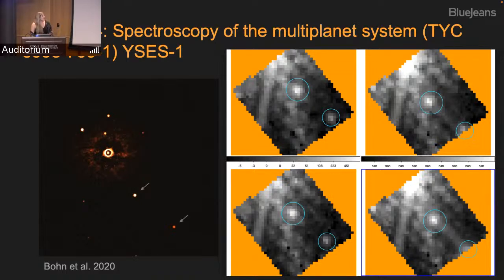Shown to our right are actual NIRSpec IFU data of the two objects. You can see that we actually were able to get both of them in the same field of view. The only caveat here is that c is kind of on the edge of the detector in 2 of our dithers, but we're going to try and mitigate that using the framework I mentioned earlier.